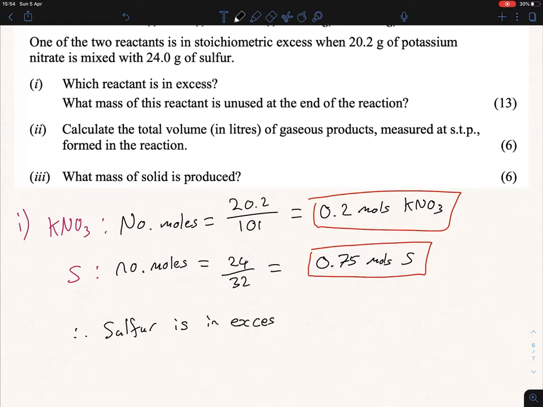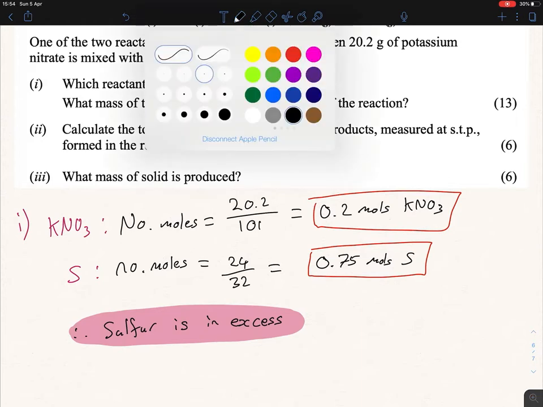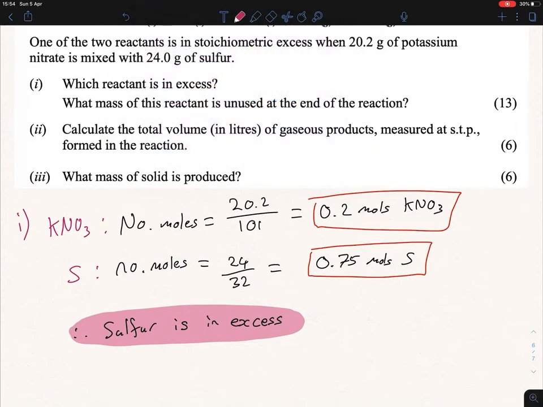Now the second part of the question is asking you to figure out what mass of this reactant is unused at the very end. You have to be careful there because it's asking you not for the mass of the reactant, because we obviously already know that, but unused. So when they reacted 24 grams of sulfur with 20.2 grams of potassium nitrate, how much sulfur was unused? Because we already know it's in excess.